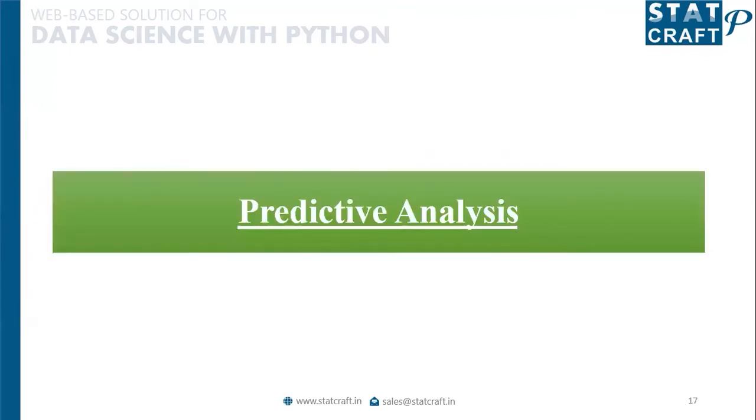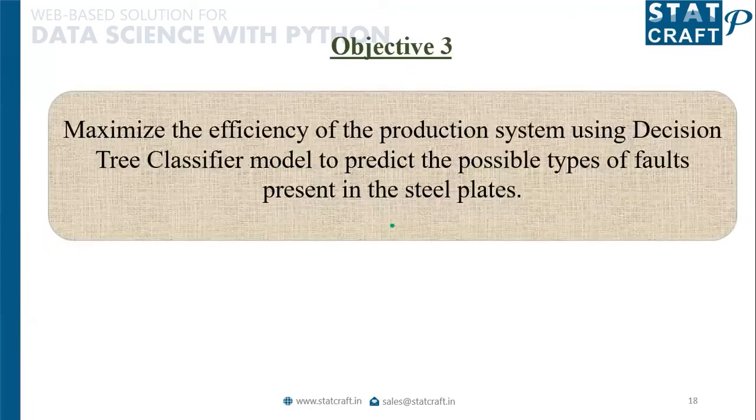Proceeding further, we can now move on to predictive analysis. What is the objective that we have in this data set? One of the main objectives that we have here is to maximize the efficiency of the entire production system using a decision tree classifier model. So the technique that I will be using here is called the decision tree classifier. We will be using this to predict the possible type of fault present in the steel plate.